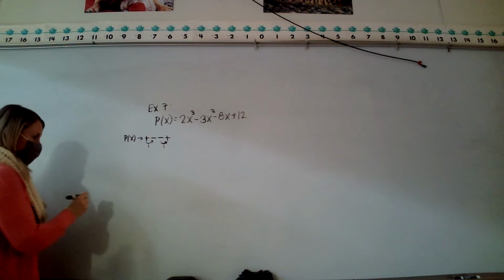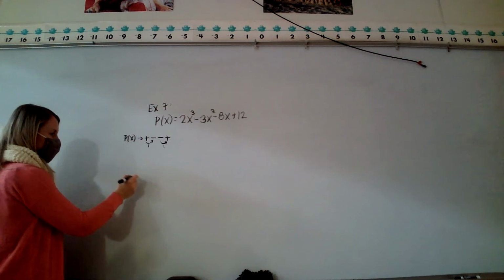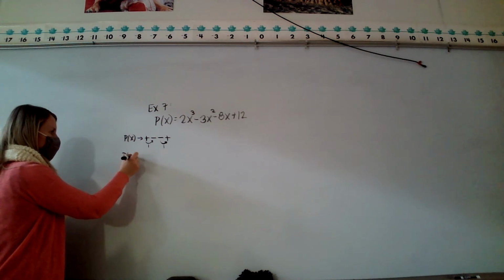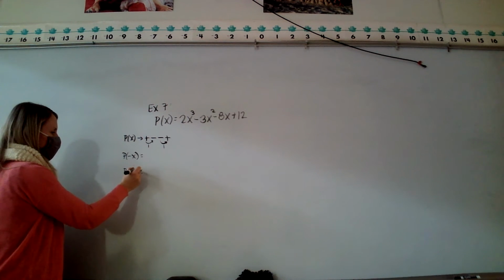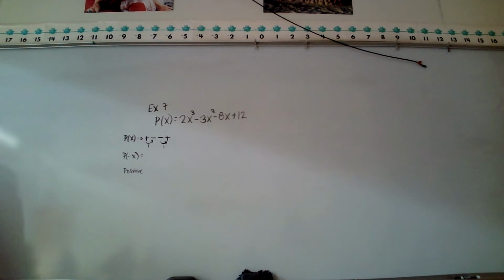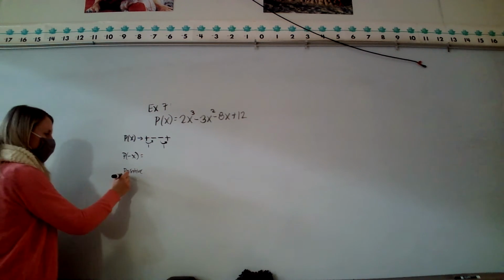That means we have two. I'll do P of negative x, I'm just setting myself up so I have some room here. So for positive real roots, that's the positive real zeros. Sorry, I'm just trying to write it the way I wrote it.